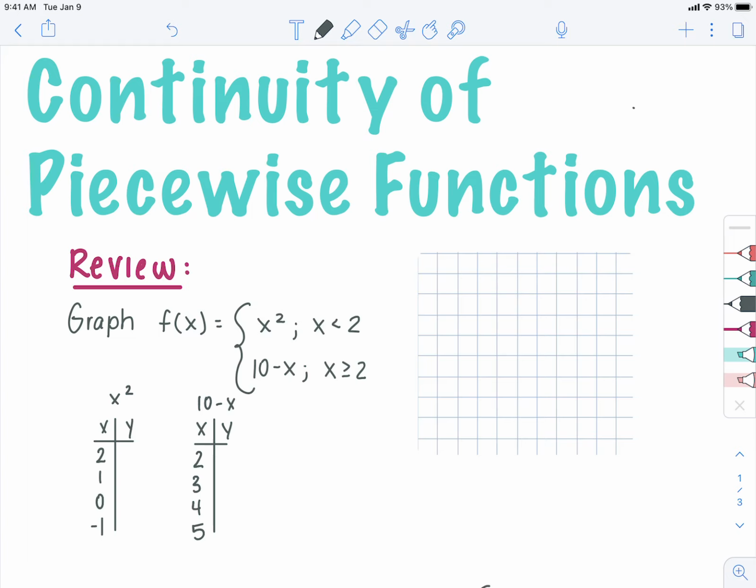And then I'm going to plug in. So when I plug in 2, 1, 0, negative 1 to x squared, I get 4, 1, 0, 1. When I plug in 2, 3, 4, 5 to 10 minus x, I get 8, 7, 6, and 5. And then I just plot those points. I can see that x squared is not equal to 2, so this is going to get an open circle. This one is equal to 2, so that one's my one that's getting a closed circle.